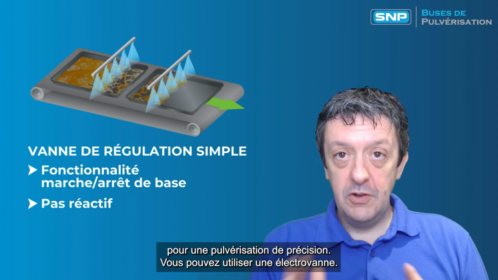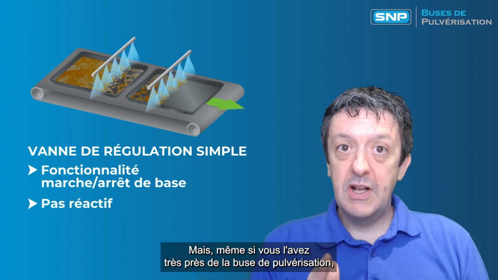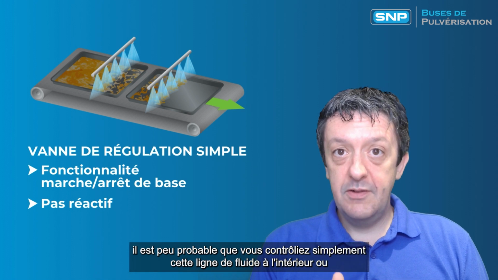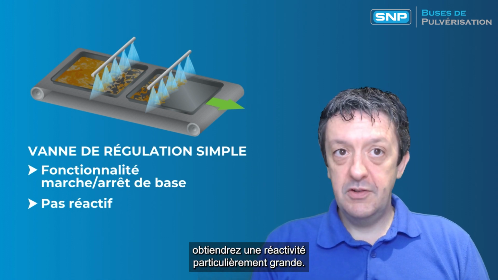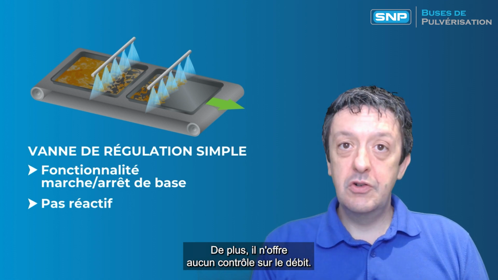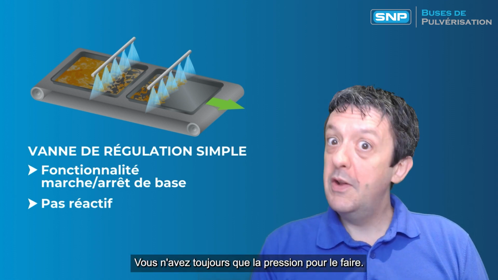You could get a solenoid valve in there. Even if you've got it very close to the spray nozzle, if you're just controlling that fluid line, you're unlikely to get particularly great responsiveness. And it also offers no control over the flow rate. You've still only got the pressure to do that.